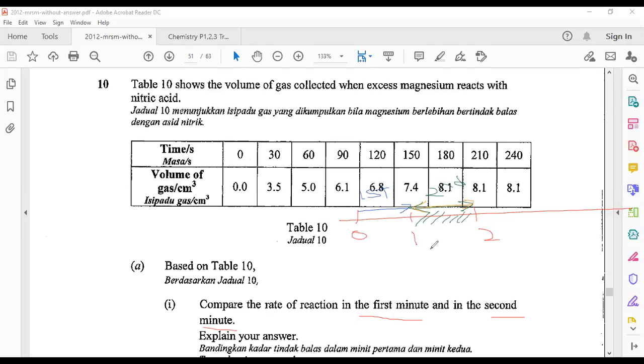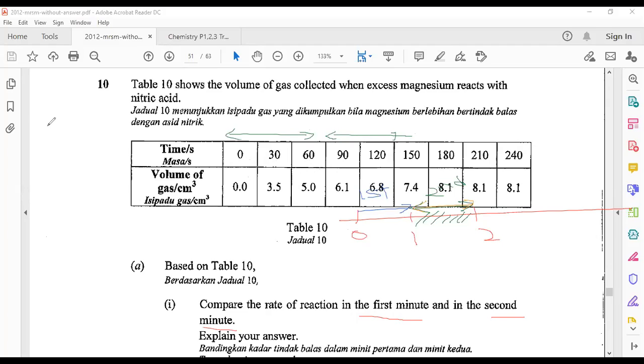Okay, so now what can you do? Number one, you can actually calculate. This is in seconds. So first minute means from here to here. Second minute means from here to here, from 60 to 120. Can you follow? Now actually, if you are calculating the first minute, you are taking the 5 minus 0 over 60 seconds.